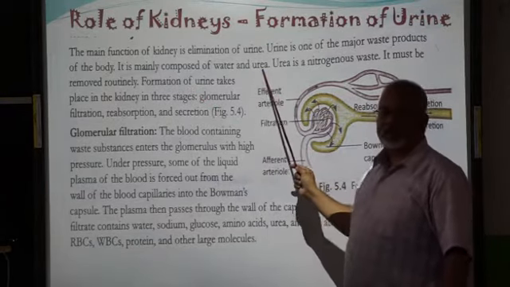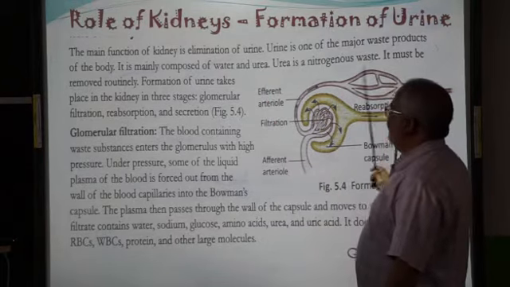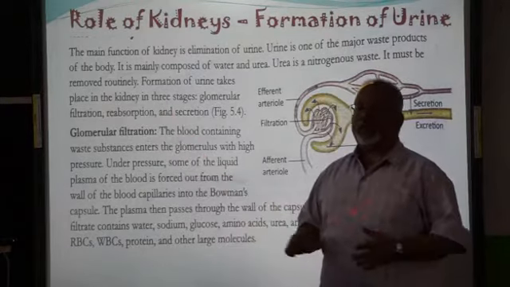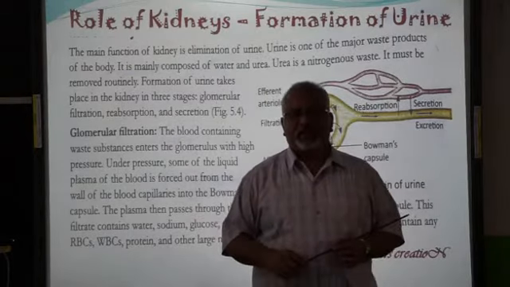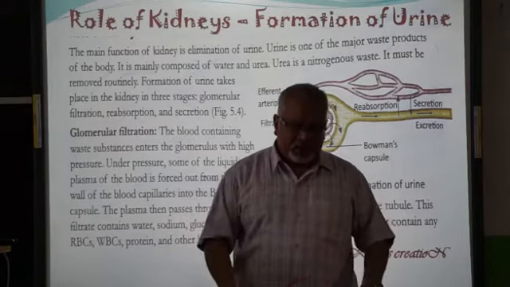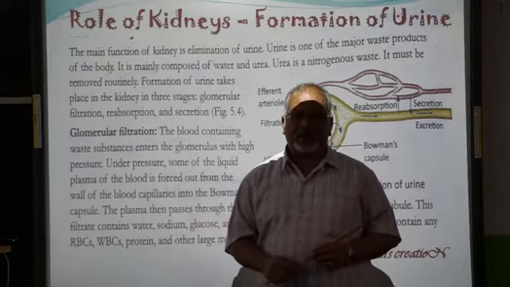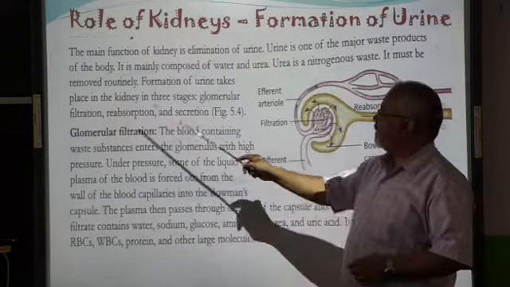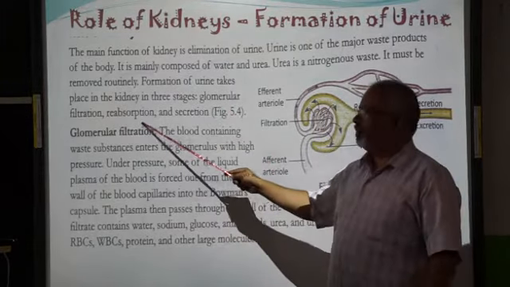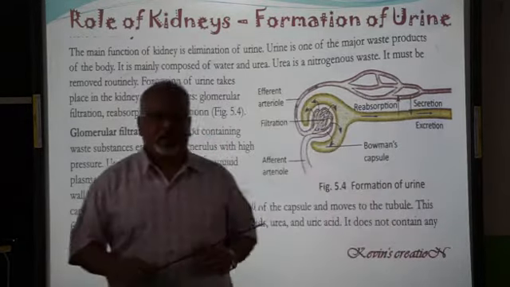Now urea here is something which is poisonous, toxic. Urea is a nitrogenous waste. It must be removed by the kidney. Now in the formation of urine we have what? 3 stages. The first one is glomerular filtration, second one is reabsorption, and the third one is secretion. So here you can see glomerular filtration, reabsorption or selective absorption, and secretion. So in these 3 stages, the formation of urine takes place.